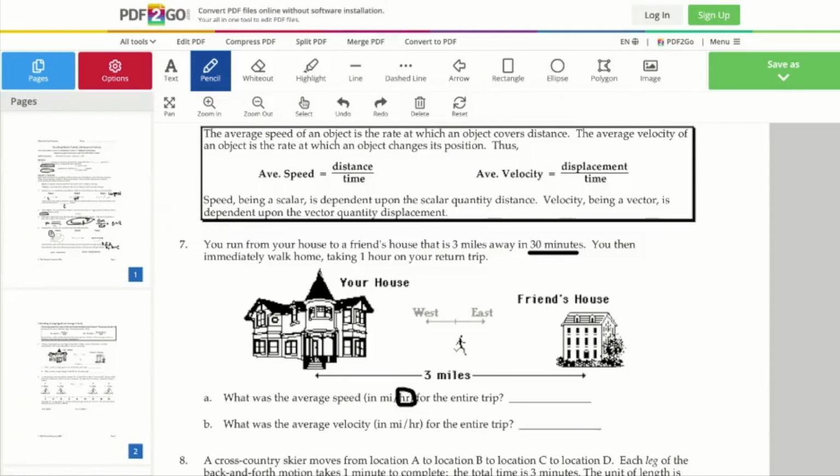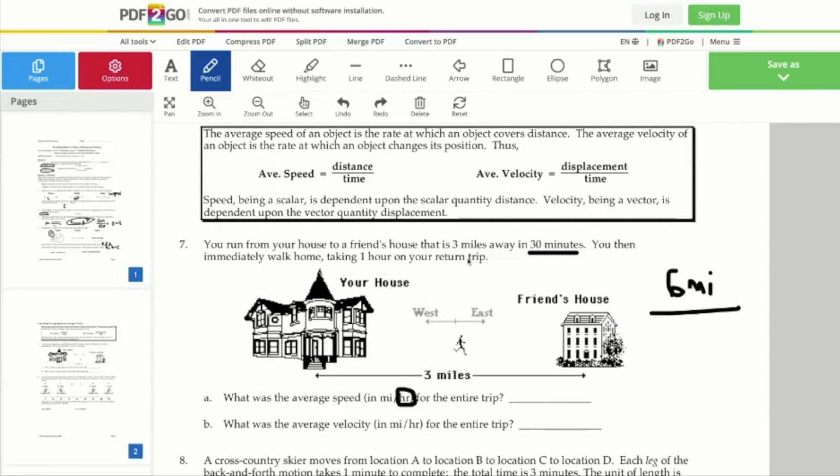Okay, so we can go ahead and reveal the answers. So I'm just going to go ahead and say this. The average speed is distance over time, and we want it in miles per hour. So the total distance traveled, if they traveled 3 miles to the friend's house and then 3 miles back, that's a total of 6 miles. And what's their time?